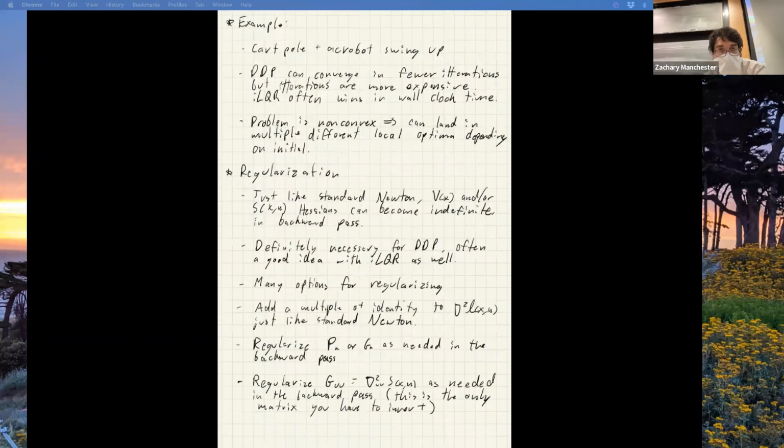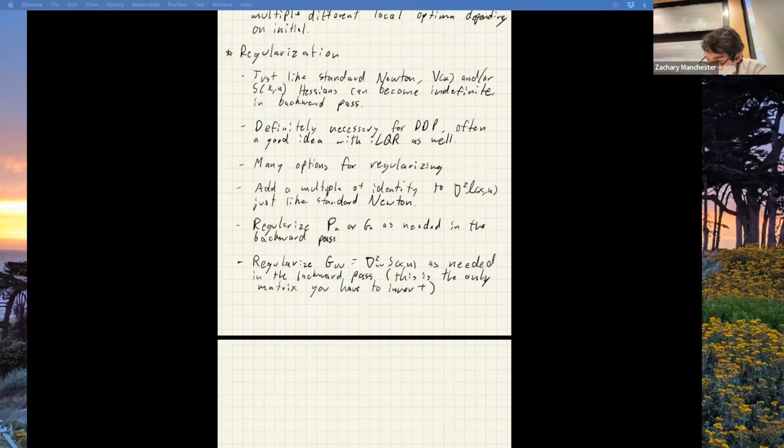So remember when I solve for the K's and the D's, I end up doing D is GUU inverse little GU, and K is GUU inverse GUX. So strictly speaking, to solve for the control updates, the only matrix I have to actually make sure is invertible is that GUU. So this one is a good choice. And this one's super common in ILQR implementations, because there things are supposed to stay at least positive semi-definite on their own without needing regularization.